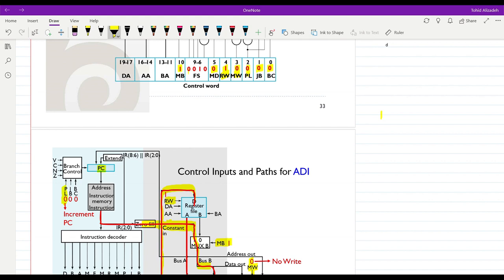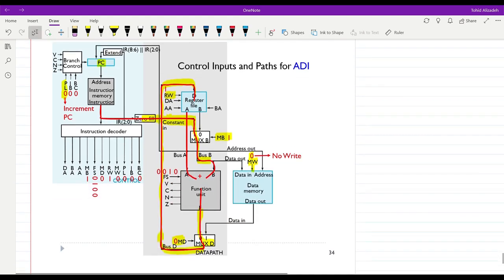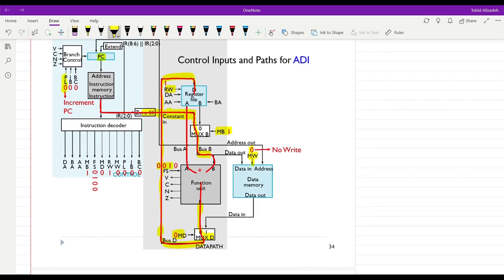And then for FS we have 0010, and this 0010 for function select means that an addition will be performed on the data which comes from the two buses, bus A and bus B. And again, keep in mind that what we have in bus B is the constant value.